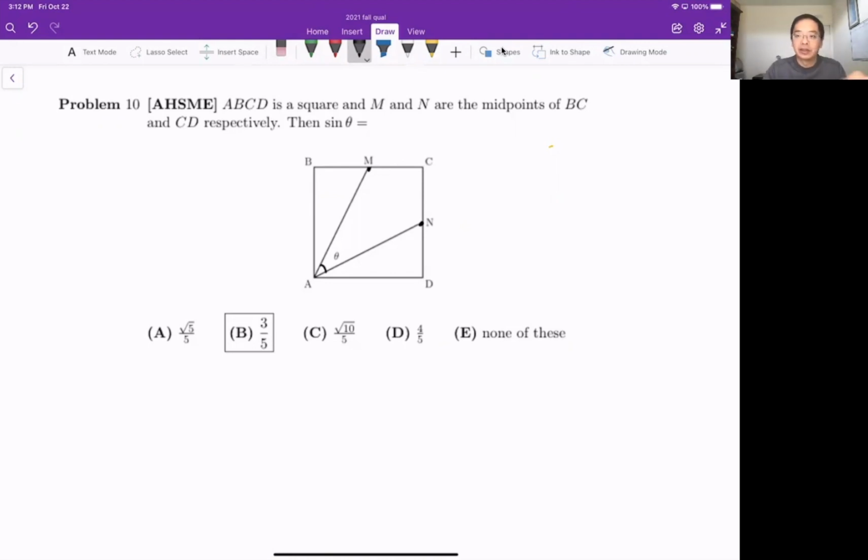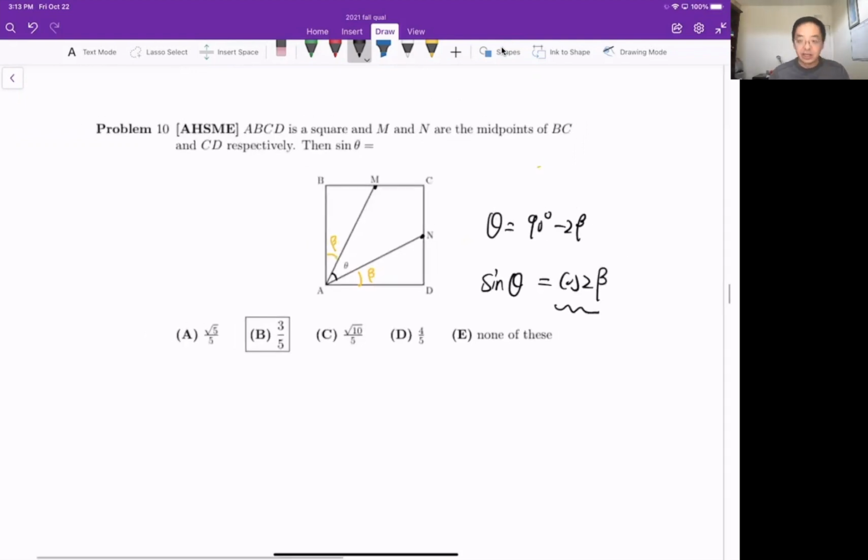Here the point is, it's not so easy to find sine theta directly because we do not have a natural right triangle associated with theta. The key is to notice two other angles, beta and beta. The two angles are the same because triangles ABM and AND are congruent. And we have the relation theta equals 90 degrees minus 2 beta. Therefore, what is sine theta? Sine theta will just be cosine 2 beta.